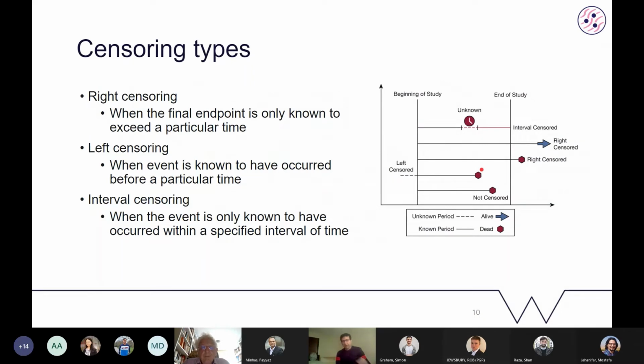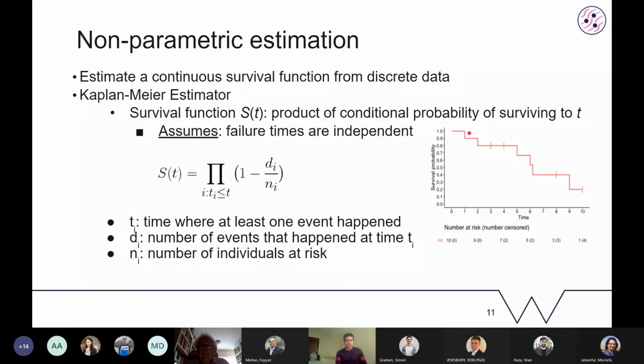There are two other variants of censoring, but right censoring is the most frequent one. There's left censoring, when we don't know when the individual entering the study already had that event occur. And sometimes we know that the event is in between two intervals, but we are not exactly sure what that exact point is. So this is interval censoring.